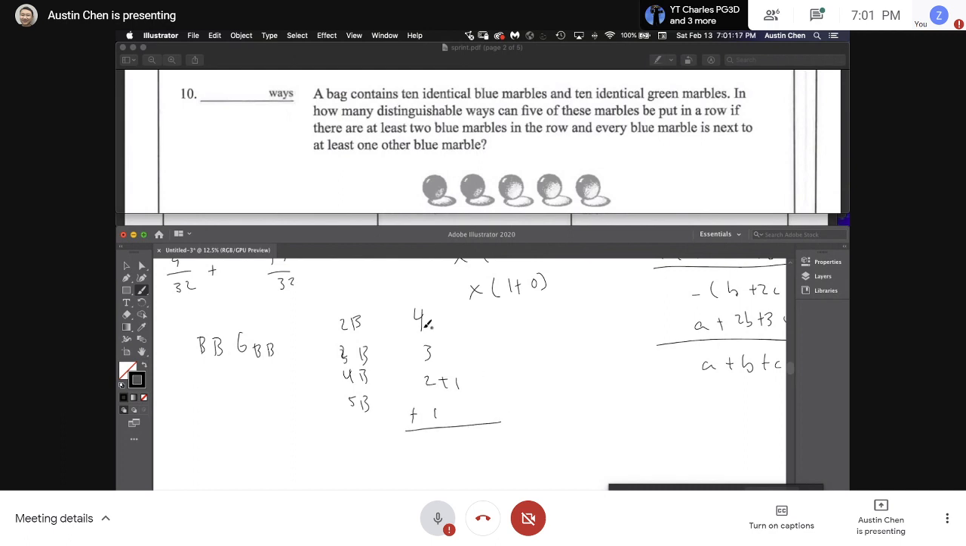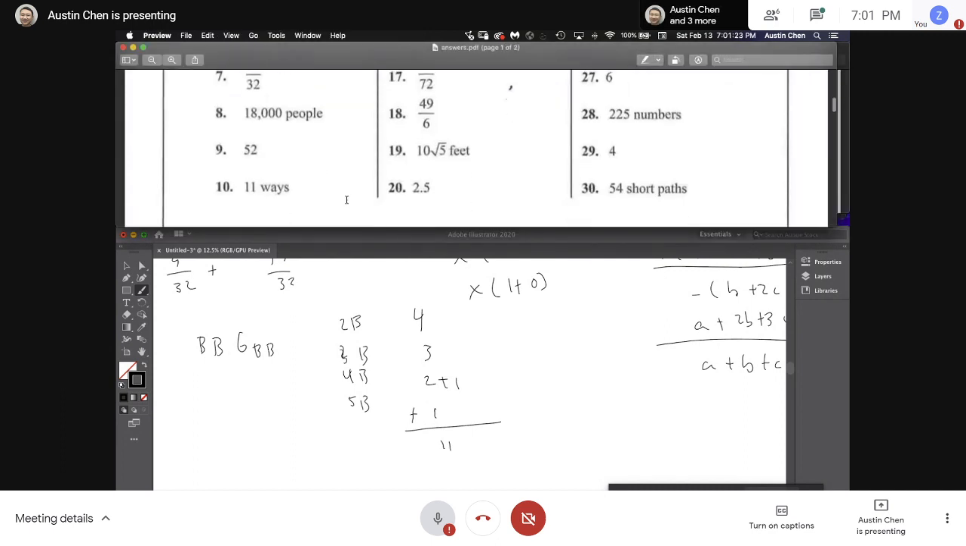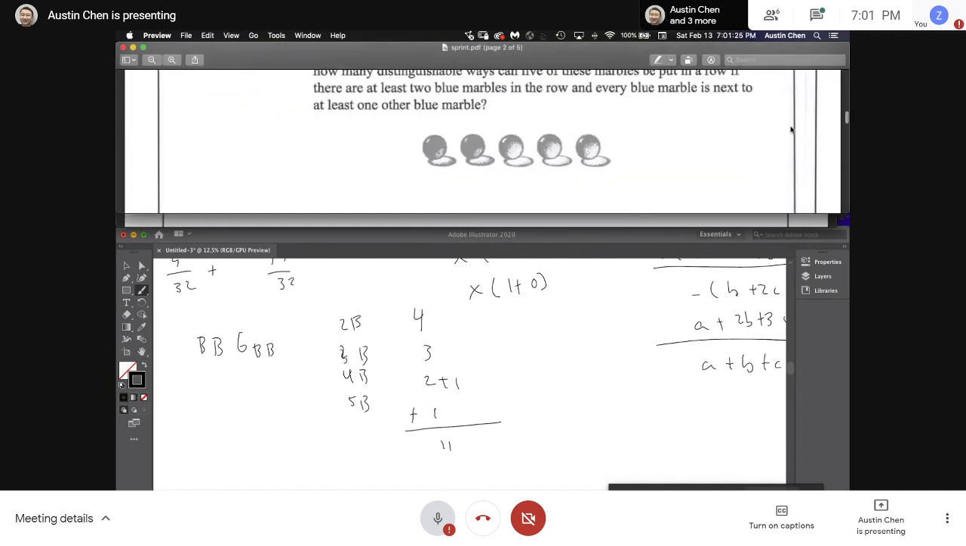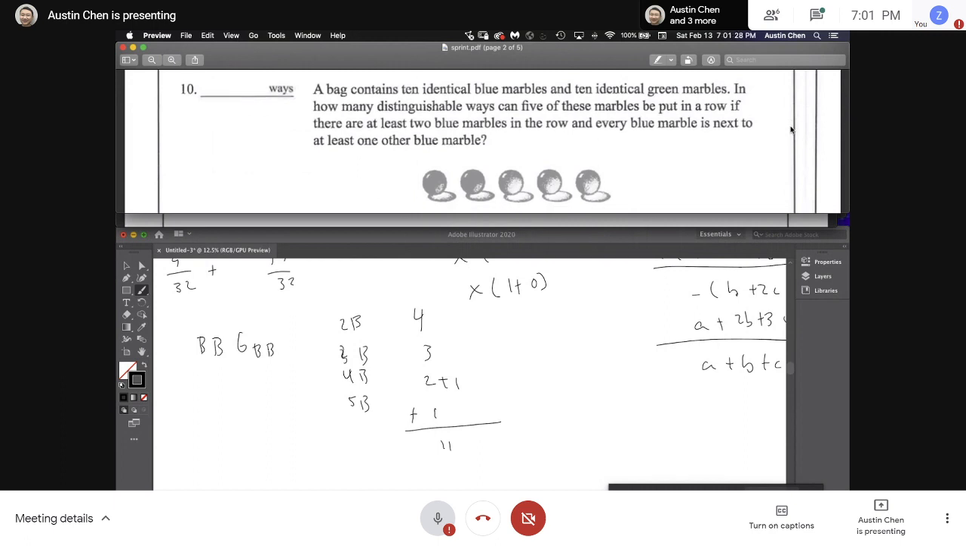And then you just add all this up. That's 11 cases, and that should be our answer. Anything you want to say there, Bo? Not really. This is just casework. I don't really see any other way you can do this.